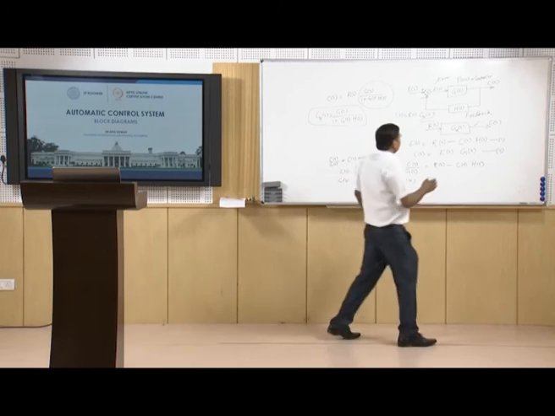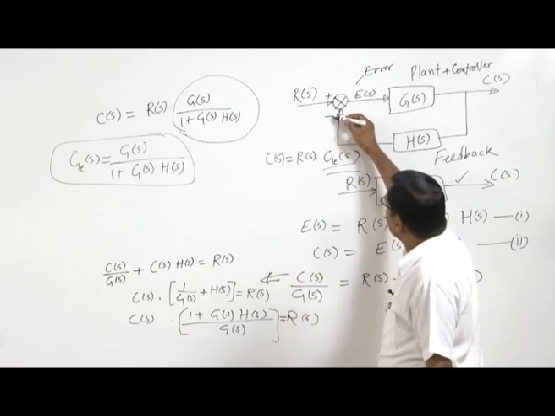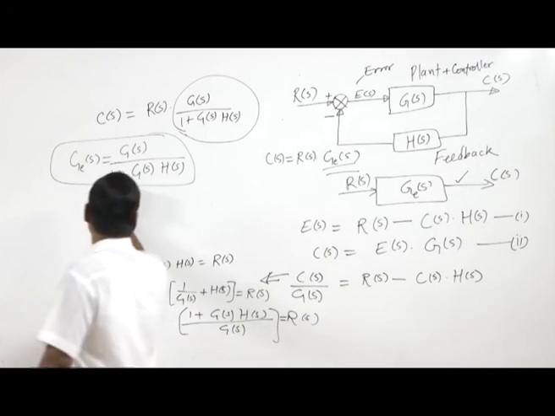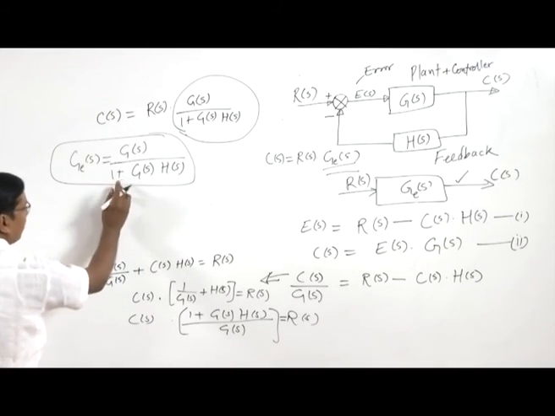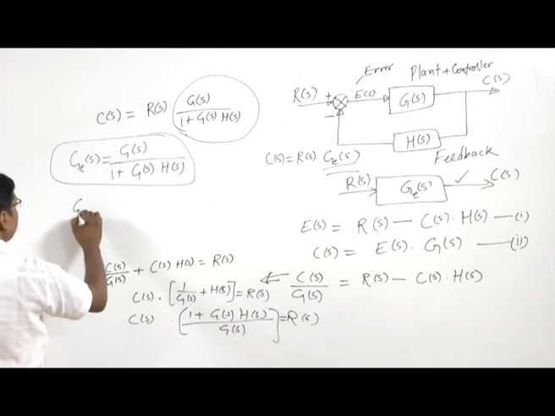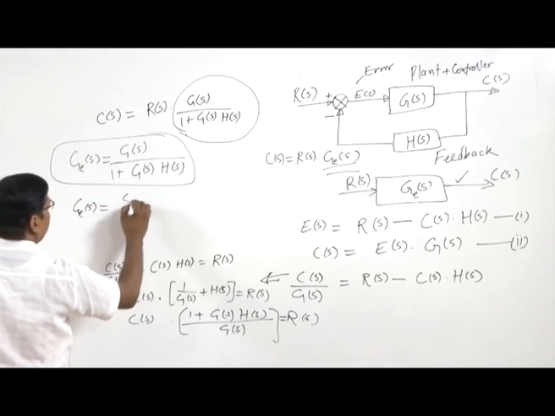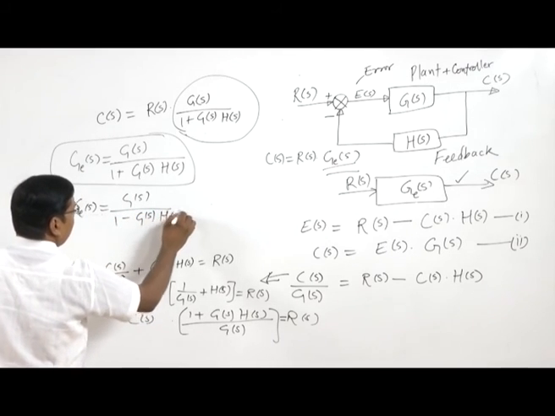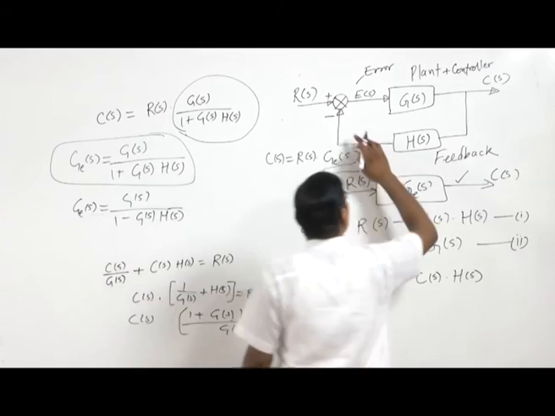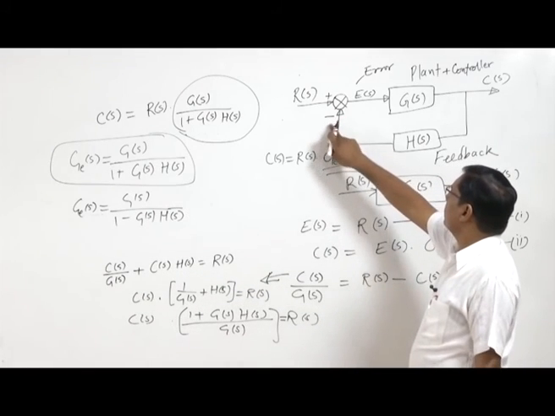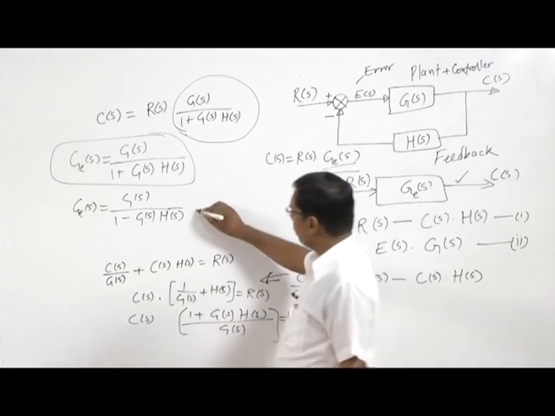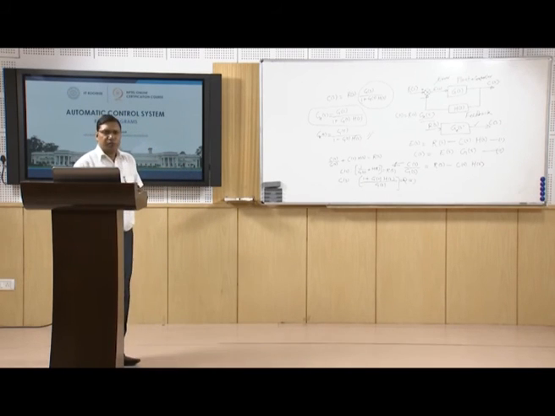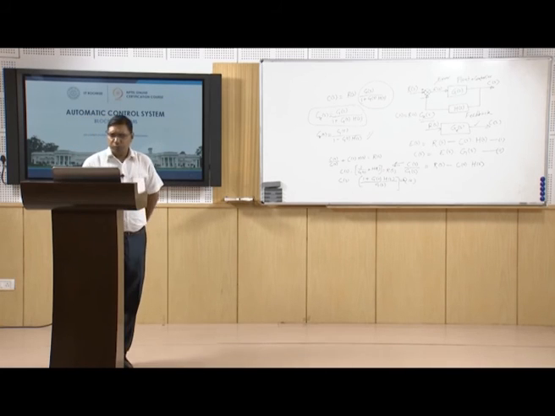Now, here we have taken this minus; if it is plus, then there will be a minus sign here. So G_E(s) equals G(s) upon 1 minus G(s)H(s). If instead of a minus sign at the summing junction it is a plus sign, we will get this transfer function. So now we can discuss some properties of the block diagram.